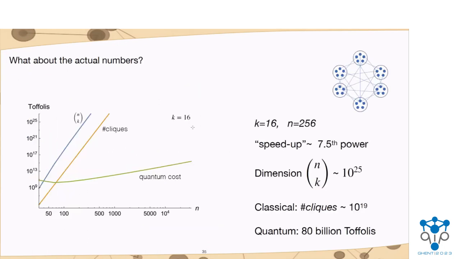And we actually did the numbers to kind of understand, does this matter, right? Because what if we make these things concrete? So for this type of graph with k equals 16 and n equals 256, we get that the clique number is 10 to the 19, which is like 3 to 4 orders of magnitude more memory than the superclusters have. Quantumly, we need 80 billion Toffolis. That's a lot of Toffolis, and I wish Ryan Babbush was here to tell you that it is not that bad, maybe in the first generation, but we're not going to claim that.